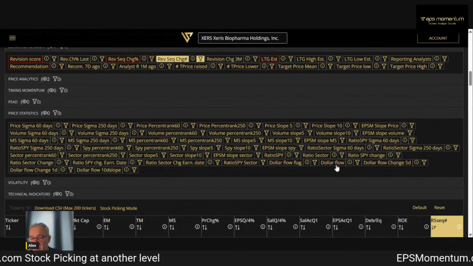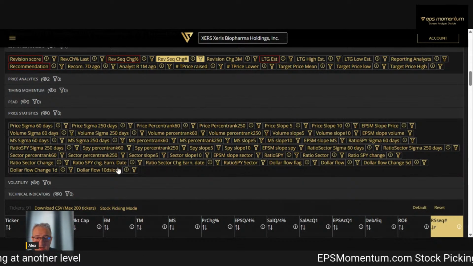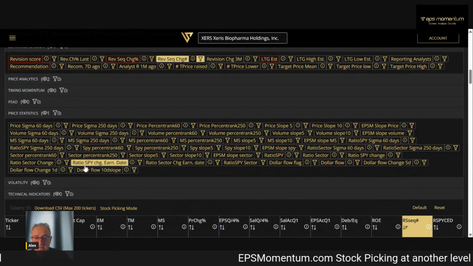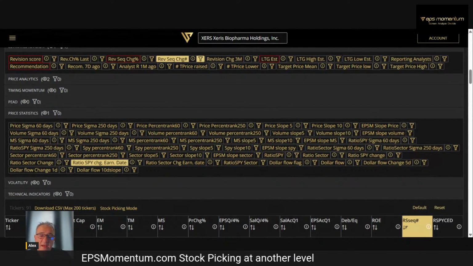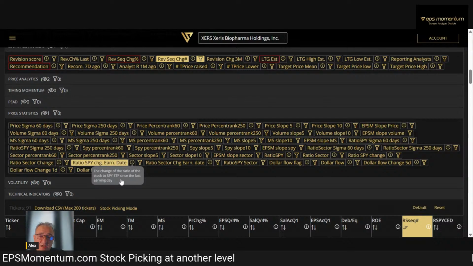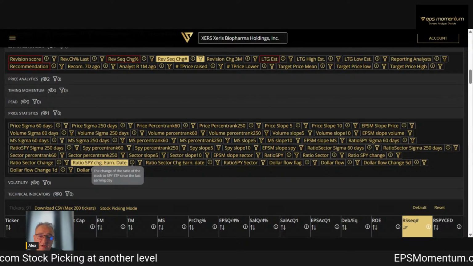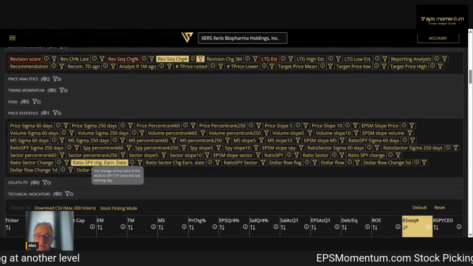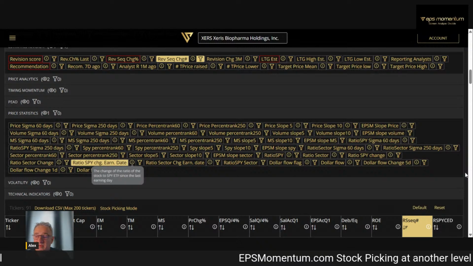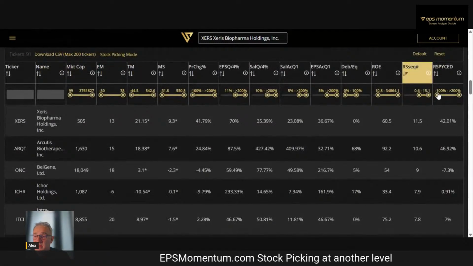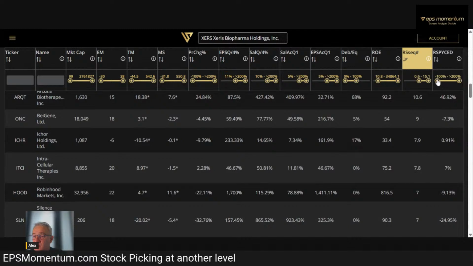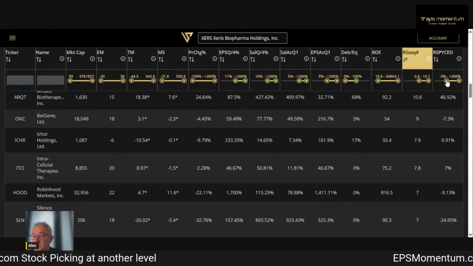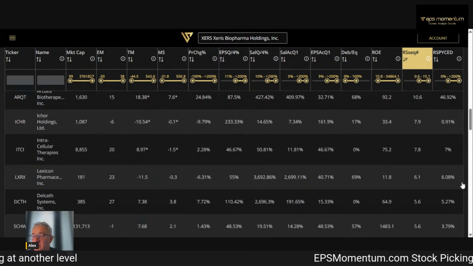A specific hidden field, hidden in the rough, that's this one. So it's the ratio of the stock to the S&P since the earning date. So it's the change of that ratio. If the change is positive, the stock has outperformed the S&P since the beginning of its quarter, right? So we can filter that, and that's it.